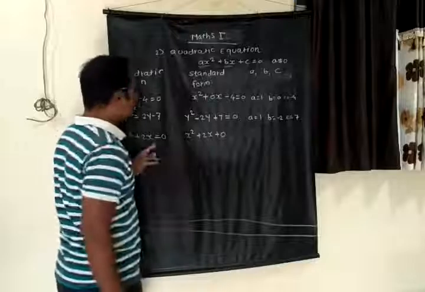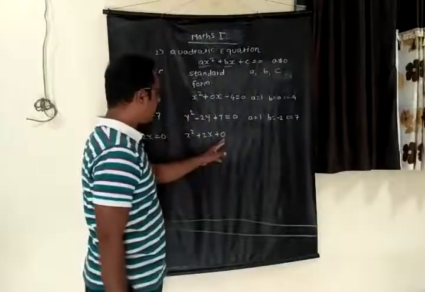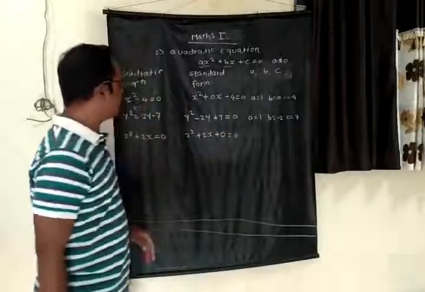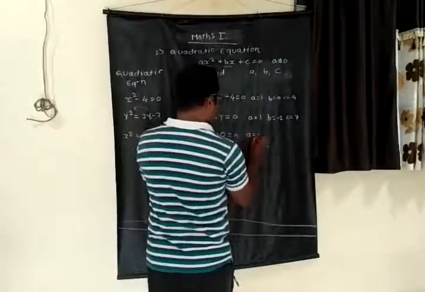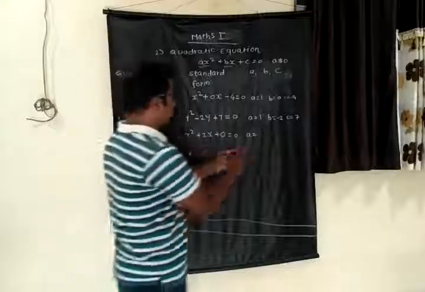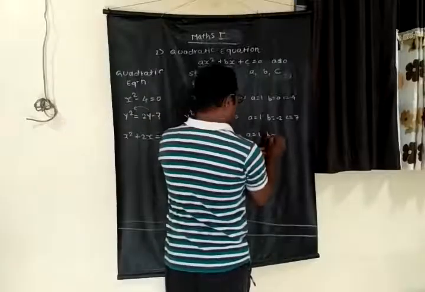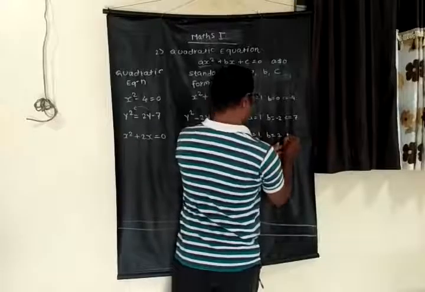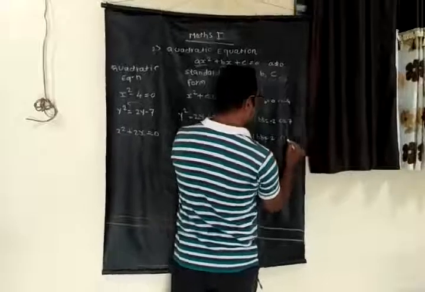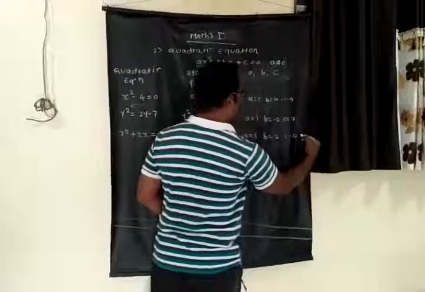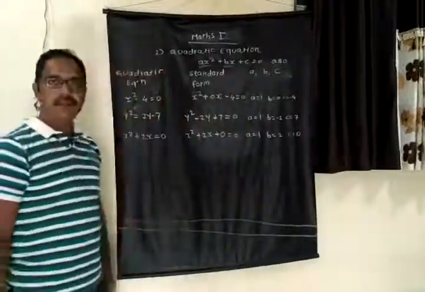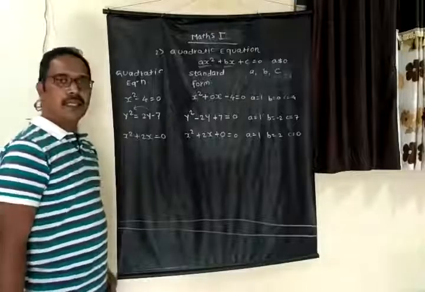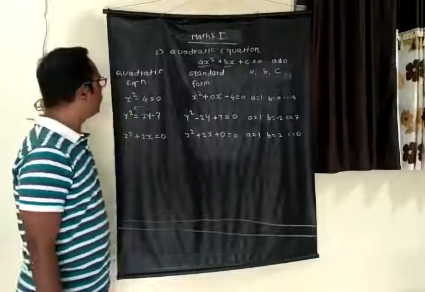So there is no term of c, that's why I have taken here plus 0 is equal to 0. Now to find values of a, b and c: a is equal to the coefficient of x square, which is 1, b is equal to the coefficient of x, which is 2, and c is equal to 0. In this way we have completed our first activity. Write down this activity in your notebook.